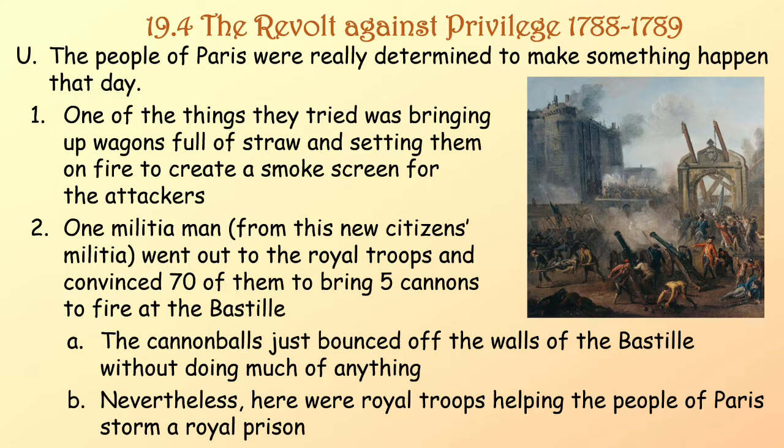The people of Paris were really determined to make something happen that day, and one of the things they tried was bringing up wagons full of straw and setting them on fire to create a smoke screen for the attackers. One militiaman from this new citizens' militia went out to the royal troops and convinced 70 of them to bring 5 cannons to fire at the Bastille. Don't know how he did that. The cannonballs just bounced off the walls of the Bastille without doing much of anything. Nevertheless, here were royal troops helping the people of Paris storm a royal prison.